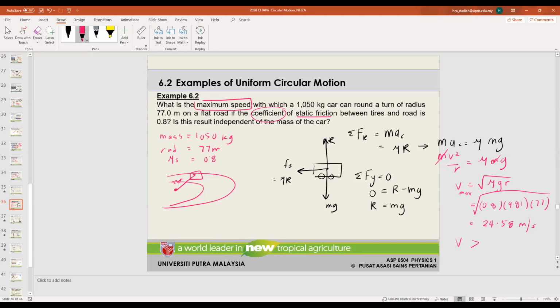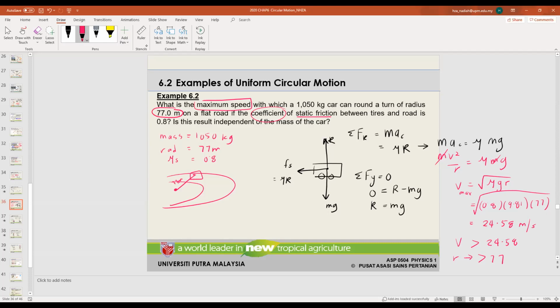Can your mu increase? No. Can your g increase? It can't, right? So the only thing left is your radius, which means that your radius will increase if your V increases. So if your V is greater than 24.58, your radius is greater than 77. Okay, so that is why the condition now is to make a radius of 77.